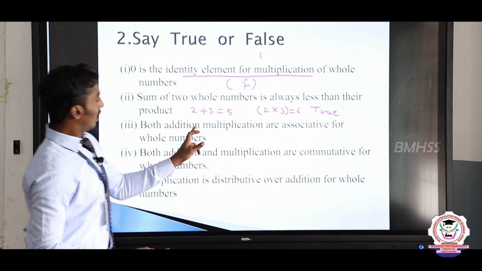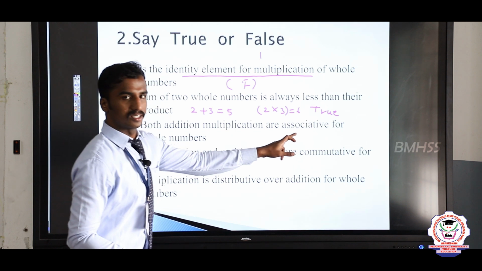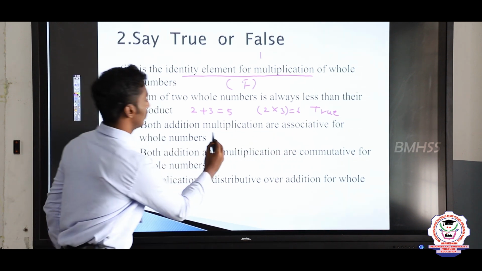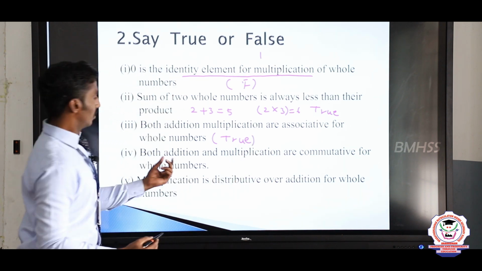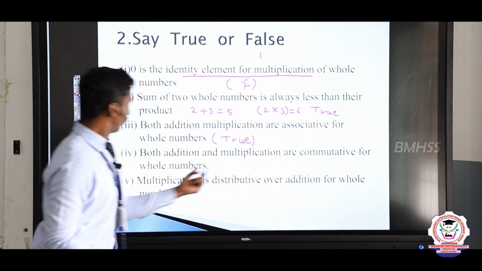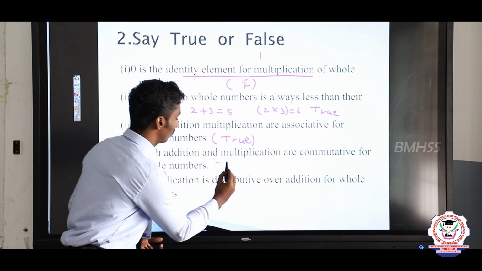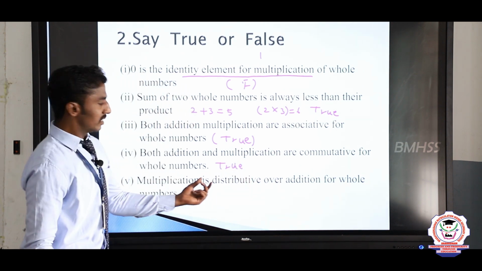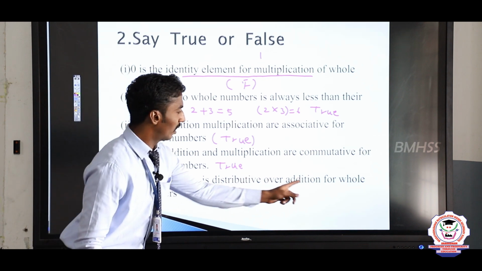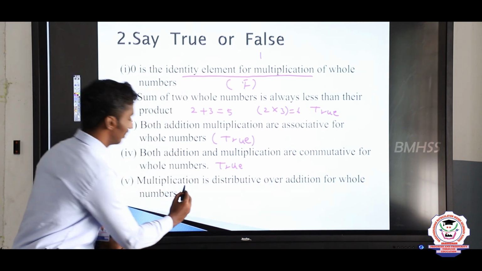Next one, both addition and multiplication are associative for whole numbers. This is true. Both addition and multiplication are commutative for whole numbers. This is also true. Multiplication is distributive over addition for whole numbers. This is also true.